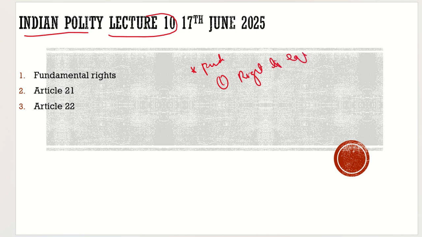to equality, contained under Article 14 to 18. We discussed them in a very detailed manner with examples and judicial verdicts. We discussed everything related to these articles in our earlier classes. After right to equality, we started discussing the right to freedom, and under right to freedom we have Article 19 to Article 22. We discussed Article 19 in our previous class, and also Article 20. Now we have to discuss Article 21 and Article 22 from today.